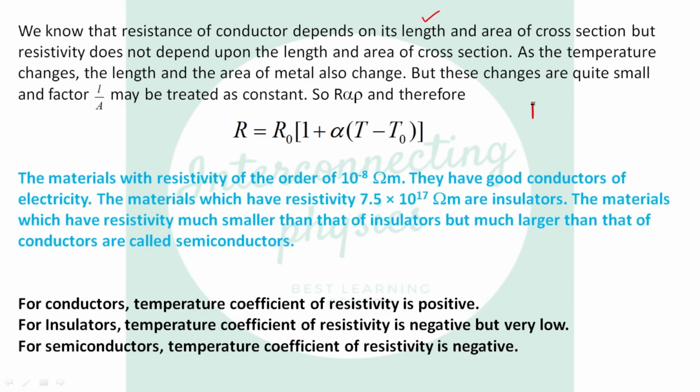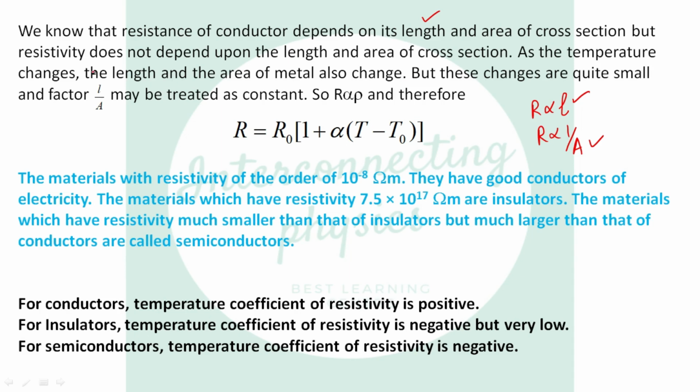Now, we know that resistance of a conductor depends upon its length. We know that R is directly proportional to length and R is inversely proportional to the area of cross section of the conductor. Resistance depends upon the length and area of cross section, but resistivity does not depend upon the length and area of cross section of the conductor. In the last video, we have discussed this.